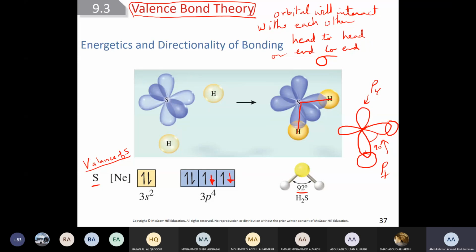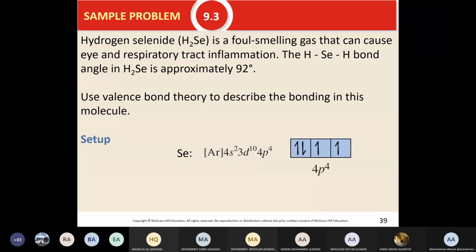Good. Now, if we have SeH2, how is the bond going to take place? Again, don't forget that Se has a structure which is argon, then 4s2, 3d10, 4p4. What's the valence electrons?